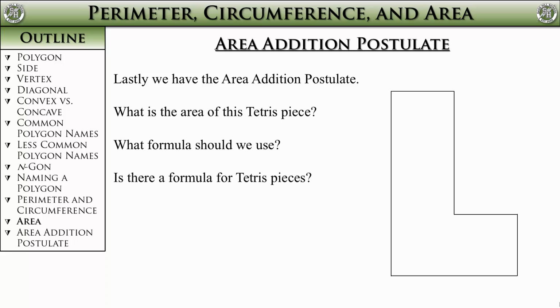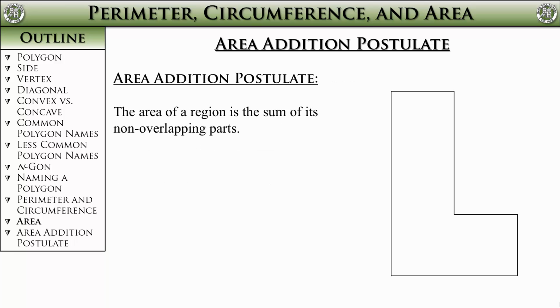Lastly, we get to the area addition postulate. It helps in situations like this Tetris piece. What is the area of this Tetris piece? What formula should we use? Is there a formula for Tetris pieces? No. That's why we need the area addition postulate. The area addition postulate says that the area of a region is the sum of its non-overlapping parts.